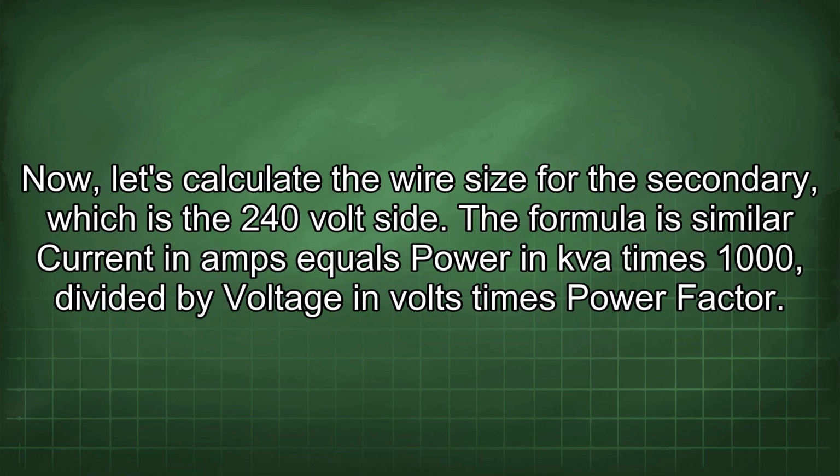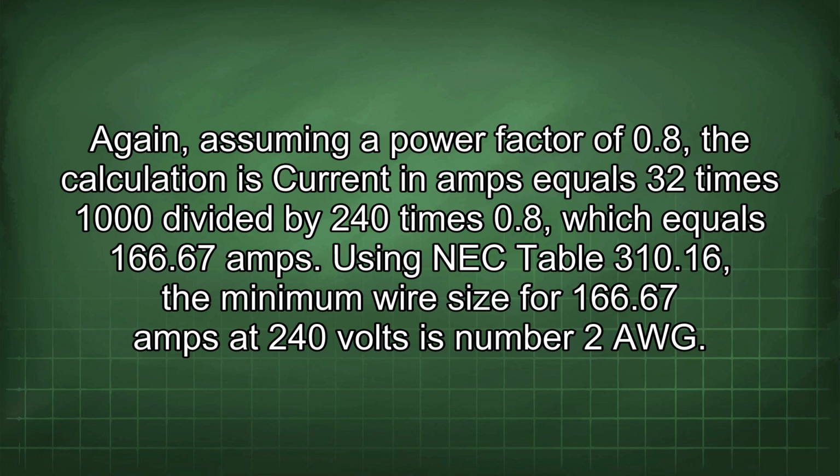Now let's calculate the wire size for the secondary, which is the 240 volt side. The formula is similar: current in amps equals power in kVA times 1000 divided by voltage in volts times power factor. Again, assuming a power factor of 0.8. The calculation is current in amps equals 32 times 1000 divided by 240 times 0.8, which equals 166.67 amps. Using NEC table 310.16, the minimum wire size for 166.67 amps at 240 volts is number 2 AWG.